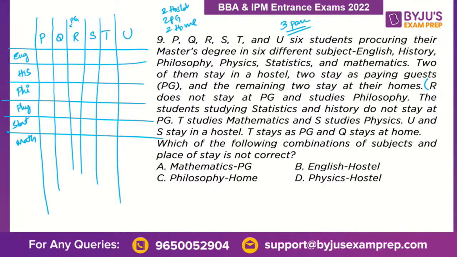R does not study PG and studies philosophy. So R is studying philosophy. So this is a tick mark, which means nobody else will have R. So R is not studying anything else. Also, philosophy is not studied by anybody else. So if R and philosophy are mapped, then nobody else can be taking philosophy and R cannot study anything else. So all those will be cross marks. So this is called filling of the grid. The next thing is, so this part is done.